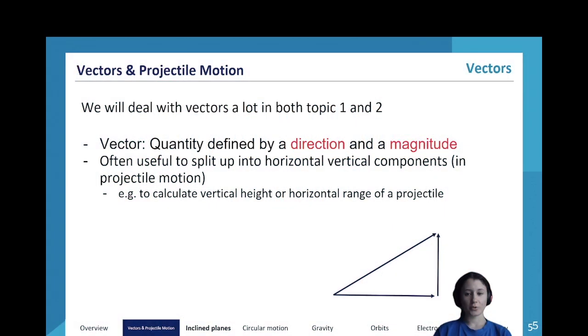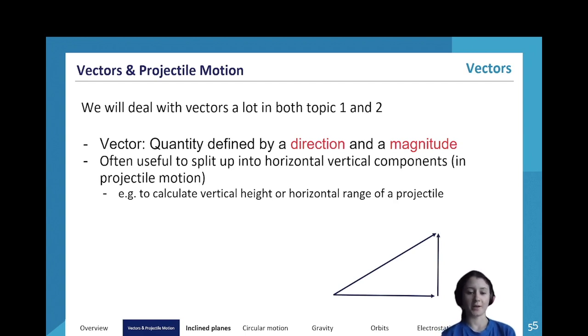Let's get into our content for today. So, let's start with vectors and projectile motion. We'll deal with vectors a lot in both topics 1 and 2.